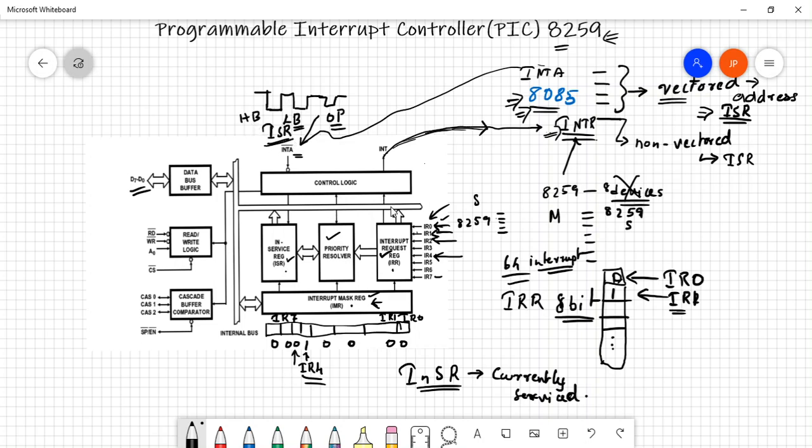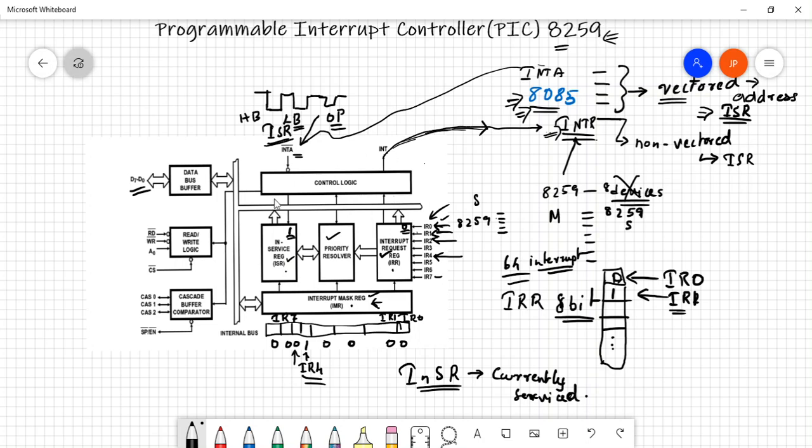Now the moment it gives the acknowledgement signal, in the in-service register, which is an 8-bit register, each bit is assigned to each of its interrupting devices. So the bit corresponding to IR0 will become 1, and the bit in the interrupt request register, which was 1, becomes 0 the moment the acknowledgement is received from the 8085 microprocessor. First this bit becomes 1 and then the request bit becomes 0 the moment the in-service register becomes 1.